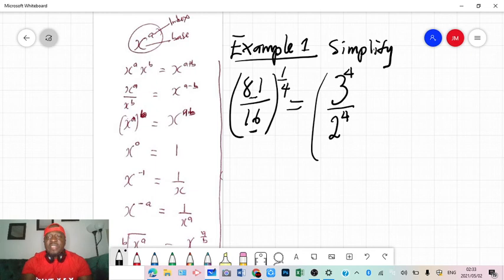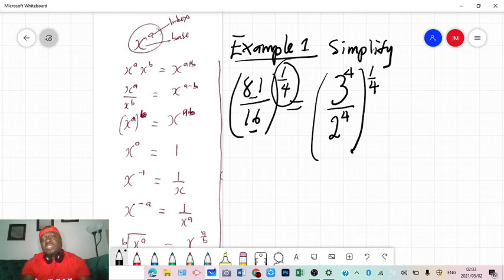Whilst I'm simplifying this, examiners always make you show the mathematics behind what you're doing. The original question had 1 over 4. In a sense, you simplify to be able to eliminate the 1 over 4. Hence, 3 to the power 1 doesn't give me 81. 3 to the power 2 doesn't, but 3 to the power 4 gives me what? 81. And 2 to the power 4 gives me what?